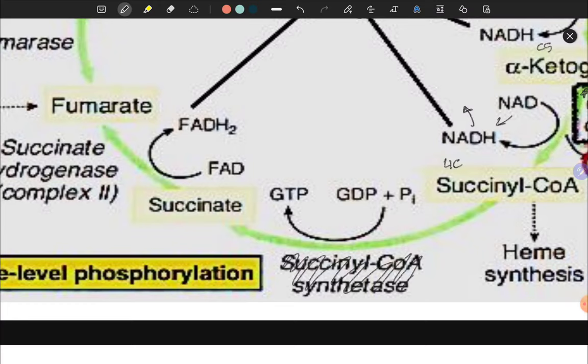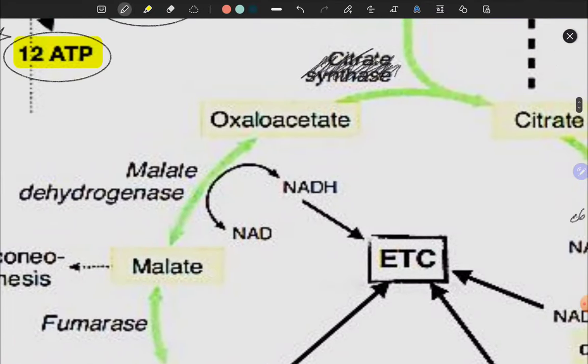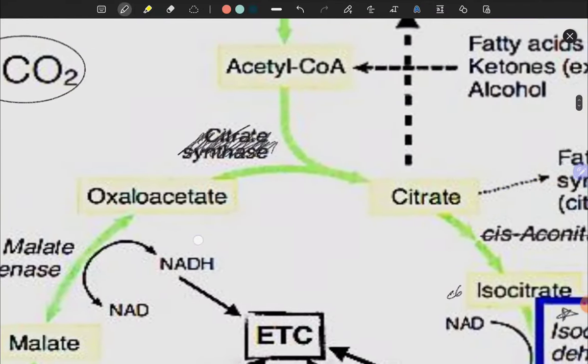And then fumarate, we'll see this enzyme, that's not important, converts to malate. Malate will convert to oxaloacetate again, generating NADH, going to the electron transport chain, and the cycle will continue.